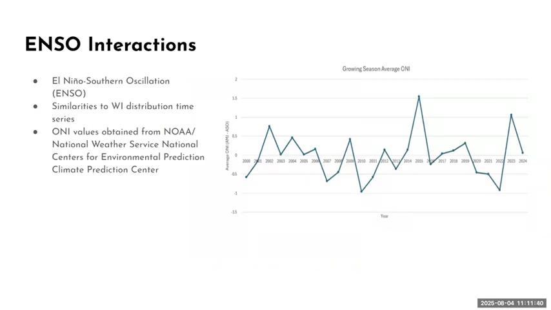The results of this analysis beg the question, what happened in 2010 and 2015? To investigate, I looked at the pattern of El Niño and La Niña events during the period of 2000 to 2024. By calculating the Oceanic Niño Index of each year's growing season, similarities were found to the Winkler Index time series. In 2010, there was a strong La Niña event, and in 2015, there was a strong El Niño event. Some other La Niña years during this period include 2007 and 2022, and another somewhat strong El Niño event occurred in 2023.